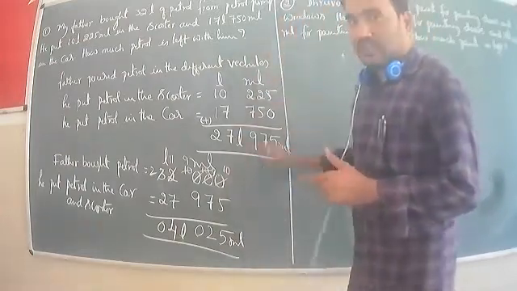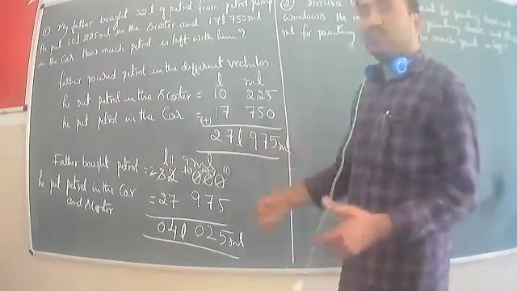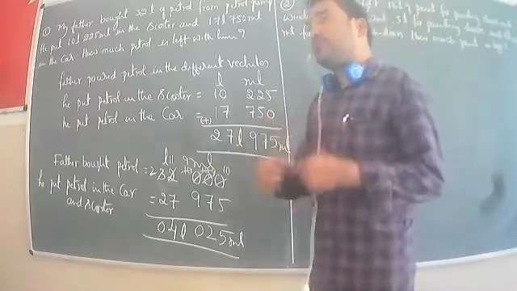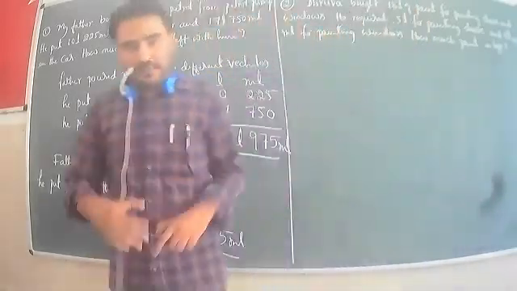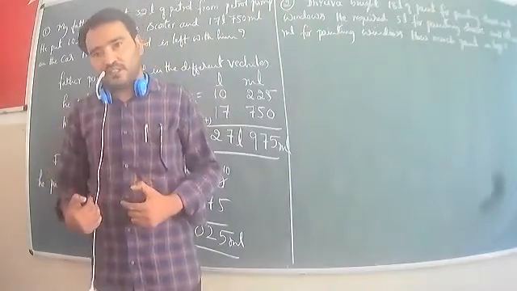First, how much he has poured, how much he has wasted, how much he has spent, first we should add. Then after that he has the total purchased amount, then we can subtract it, and we get the answer. So this is the way to find out the mixed sum problems.